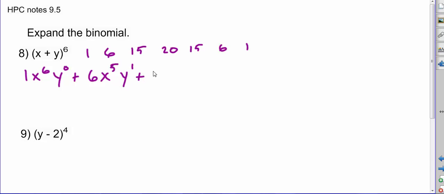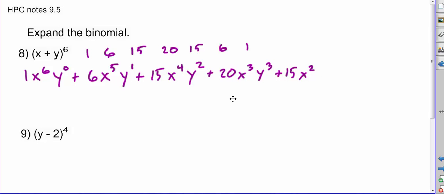So the next coefficient is 15. And then we take x and we drop the power by 1. Y, we increase the power. We continue on, 20, and this time it'll be x to the 3rd and y to the 3rd. So again, the first term, the powers are descending. The second term, the powers are ascending. And continuing on until what eventually happens is x is to the 0 power, like you see here.